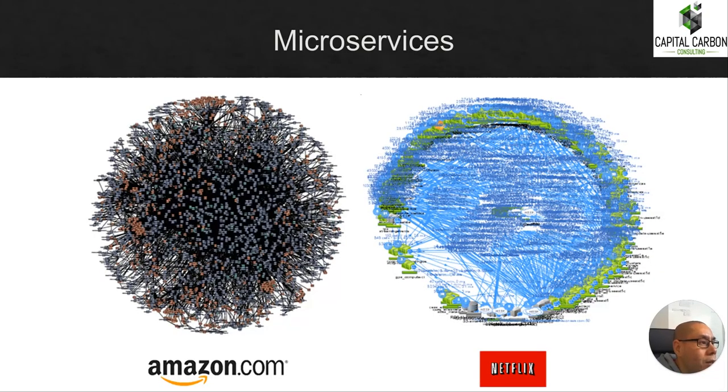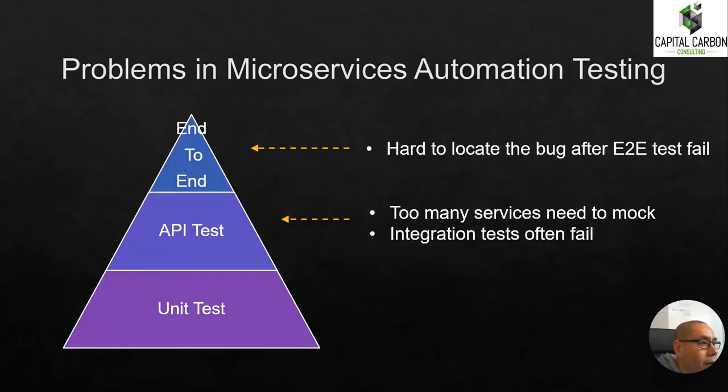Oh, this picture. So the large-scale microservice system, I mean a microservice system like this. Both Amazon and Netflix have more than 500 microservices. And each microservice might have 10 to 100 or even 1,000 instances running in production. So that is a big, complicated system. Okay, let's see what the problems are in microservice automation testing if we use the traditional testing triangle.